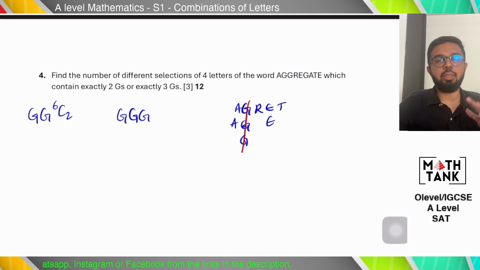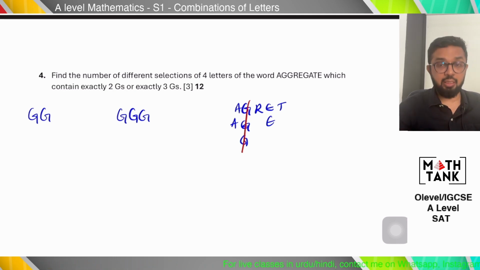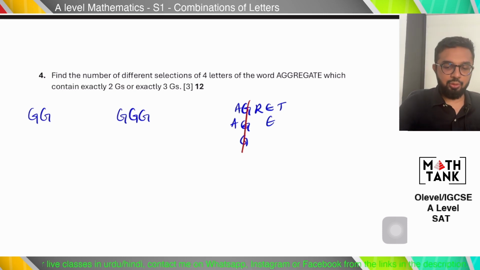Now you can't count identical letters in your combinations. You know that there are only 4 different letters: A, R, E, and T. So what do I do about the identical letters? Now the question doesn't say anything, but I know that whenever I have to deal with identical letters, I have to make separate cases for them.